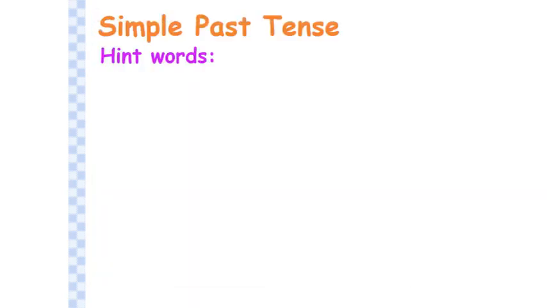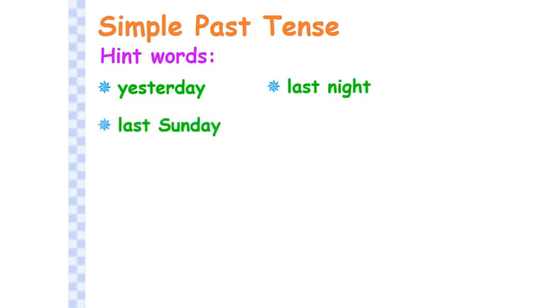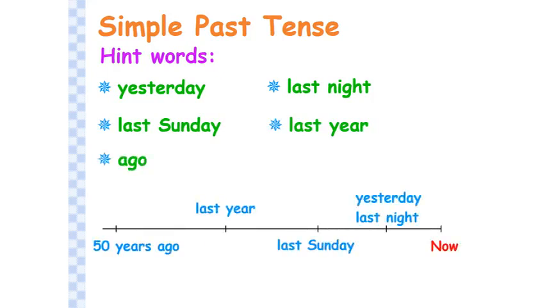Now students, when it comes to simple past tense, we may come to know about that tense through certain hint words or phrases. For example, the word yesterday, last night, last Sunday, last year, ago. These are the words which help us understand that the sentence is being said in the simple past tense.